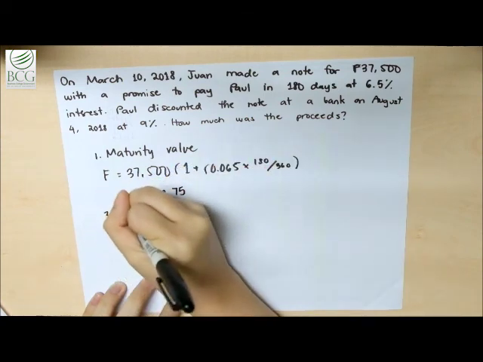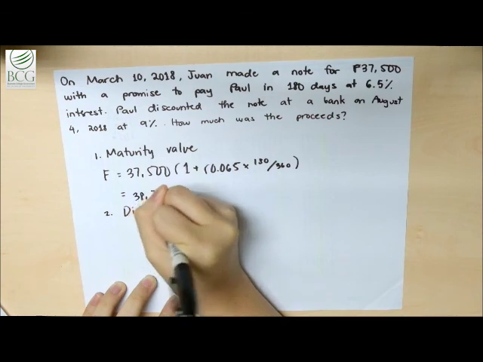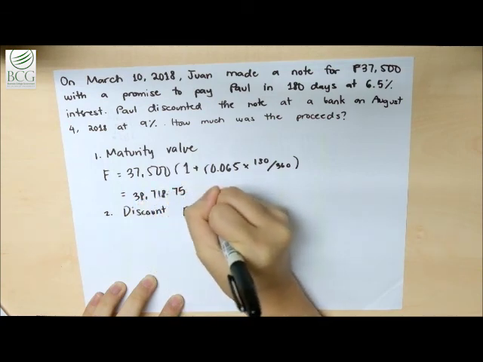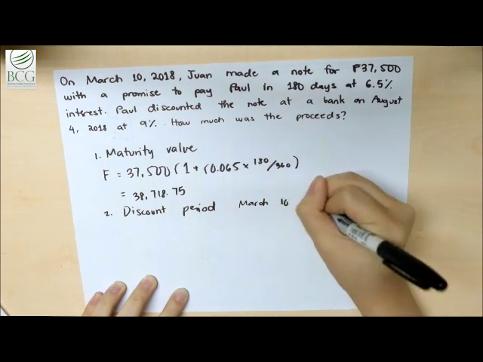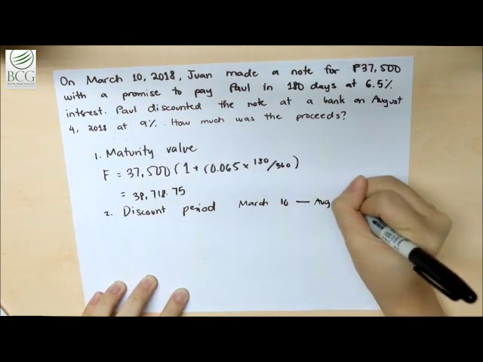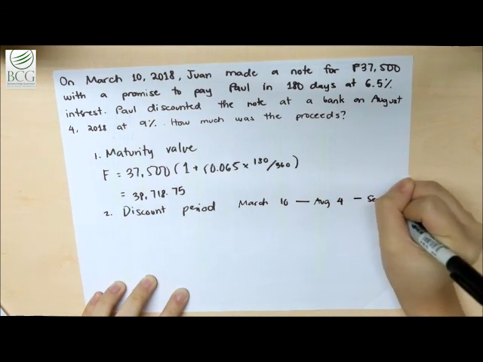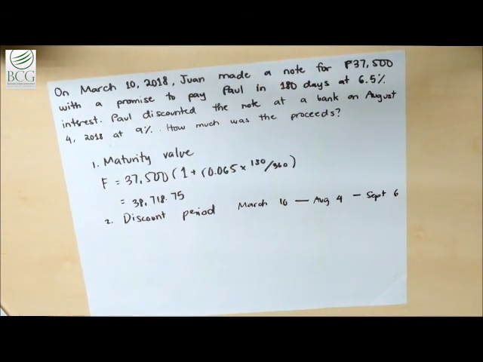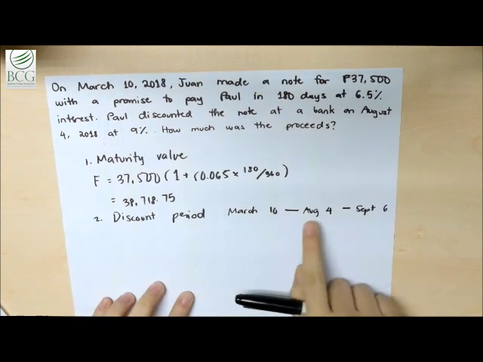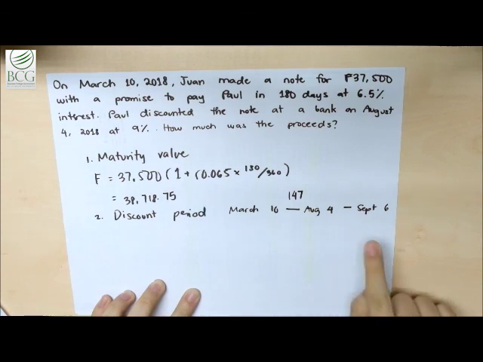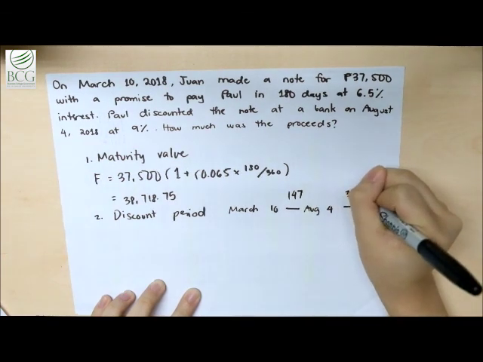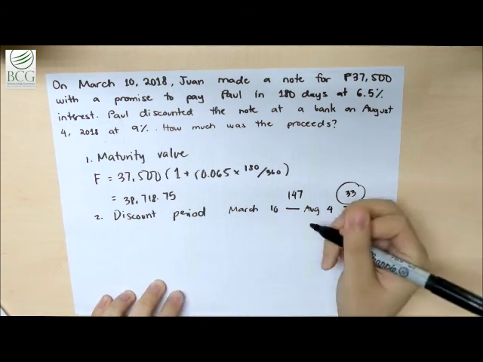Second is to solve for the discount period. So we know that the note was dated on March 10 and was due on September 6, but it was discounted on August 4. Between March 10 and August 4, there are 147 days. Between August 4 and September 6, there are 33 days. So this will be your discount period.